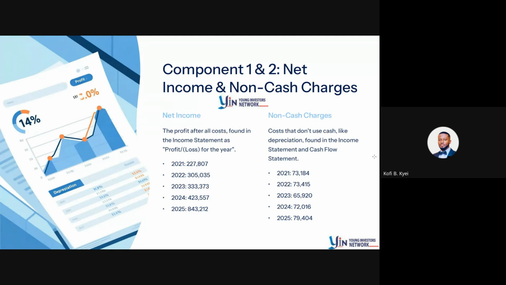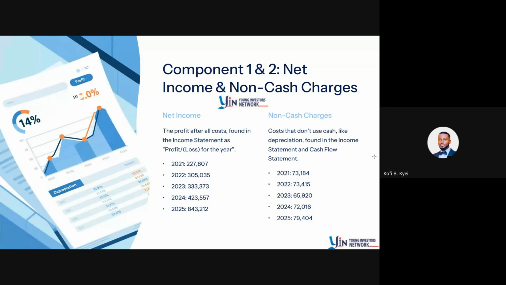Now, when you come to the non-cash charges, they are the costs that don't use cash. Costs that do not use cash, like depreciation, are found in the income statement and the cash flow statement. All right, so these are the figures for depreciation. For what we are doing, we are capturing the depreciation and amortization, and you can get it from the cash flow statement as I shared with you.